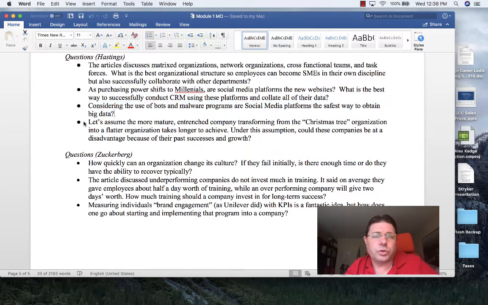Let's assume a more mature, entrenched company is transforming from a Christmas tree organization, top down, into a flat organization, bottom up. It could take longer to achieve. Under this assumption, could these companies be at a disadvantage because of their past success and growth? Yes. Previous success and "that can't happen to me." Just look, and you could Google them. It sounds ironic to say it, to Google them.